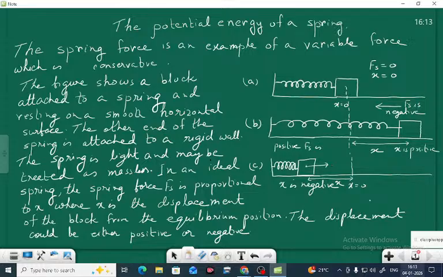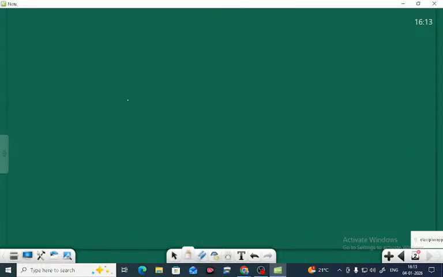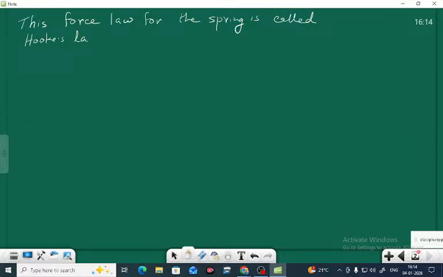The force law for the spring is called Hooke's law, and it is mathematically stated as Fs, the spring force, is equal to minus kx.